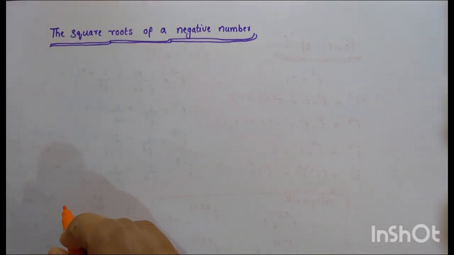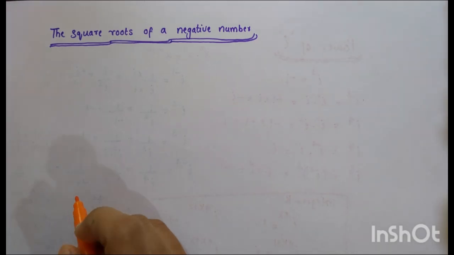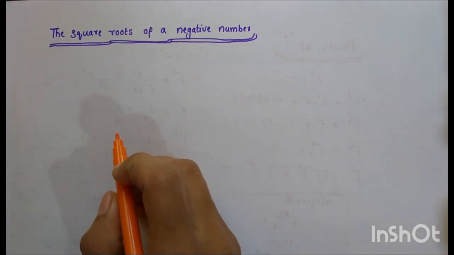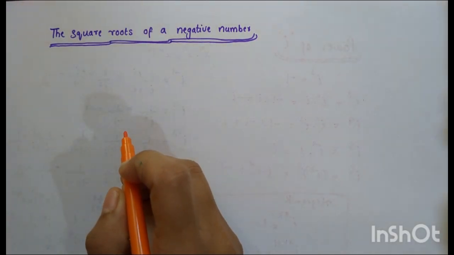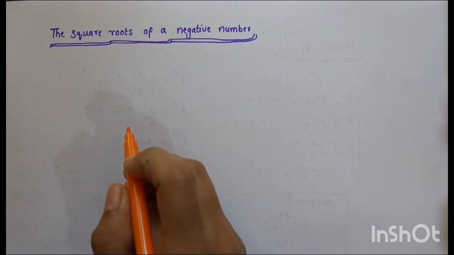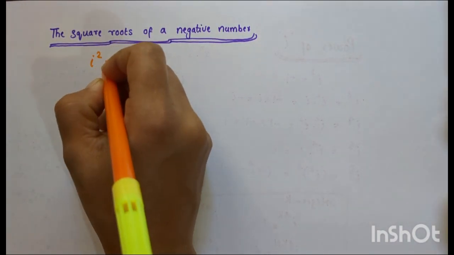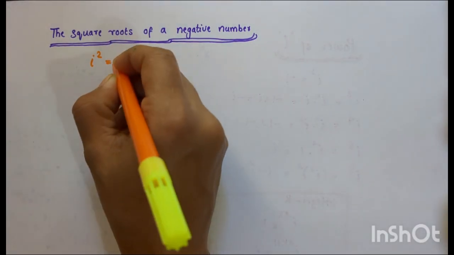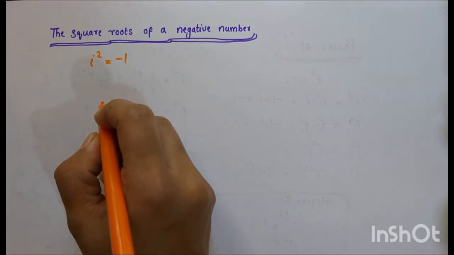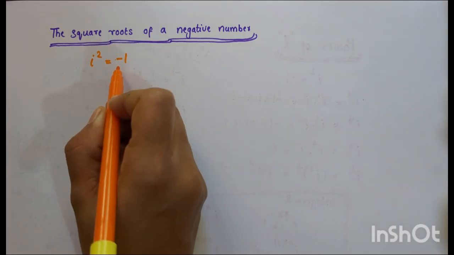Hello everyone, in this video we are going to discuss the square roots of a negative number, from the chapter on complex numbers and quadratic equations, class 11 maths. We know that i is a complex number, so i square is equal to minus 1.